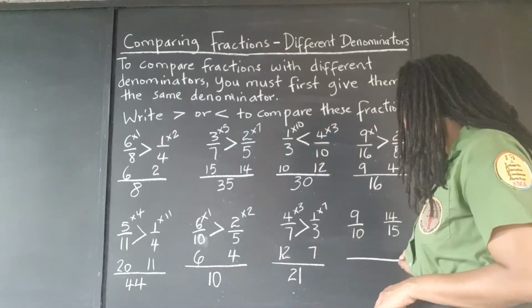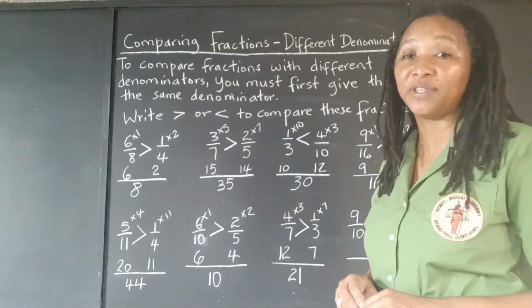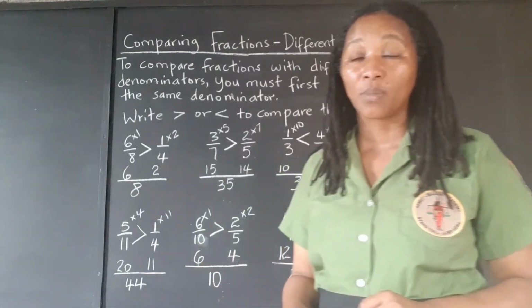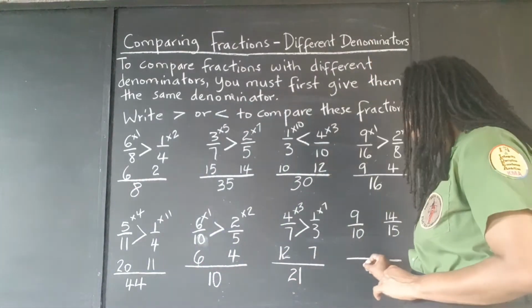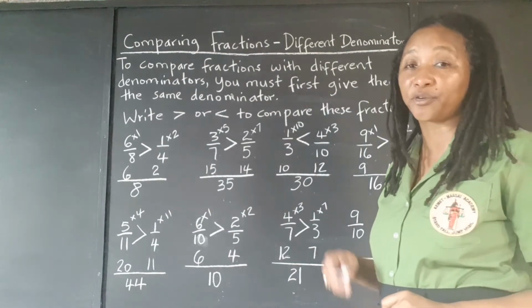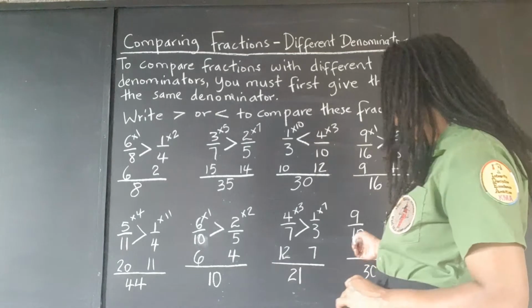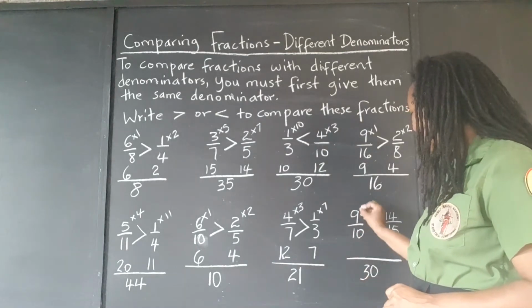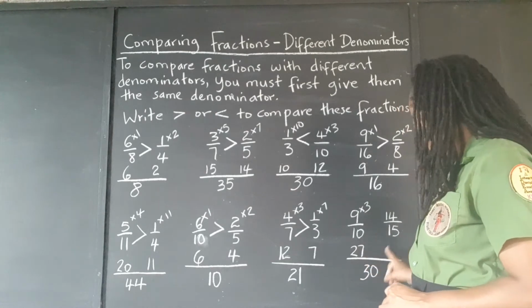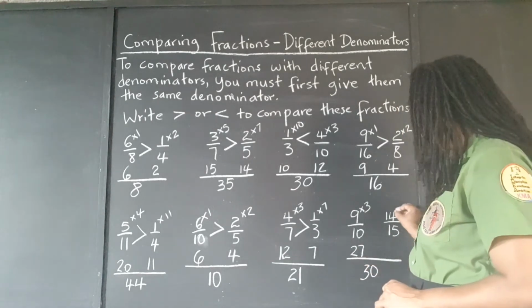Let's look at 10 and 15. Can you think of the smallest number that 10 and 15 can go into? Well, that number is 30. So we put the 30 there. We're going to create some equivalent fractions now. 10 goes into 30 3 times. 9 times 3 is 27. 15 goes into 30 2 times.